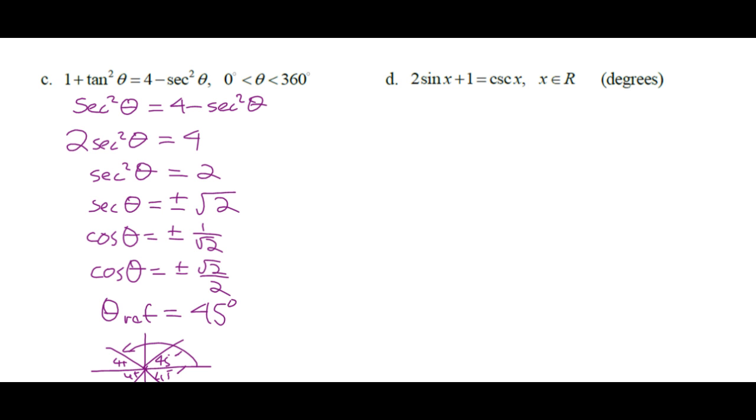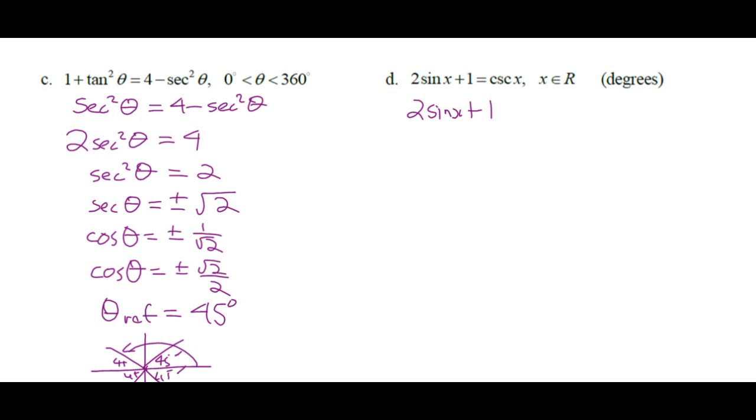2 sine x plus 1 is cosecant x. Okay, so what are we going to do with this? What's the only identity that's usable here? Yeah, cosecant is 1 over sine, right? So 2 sine x plus 1.